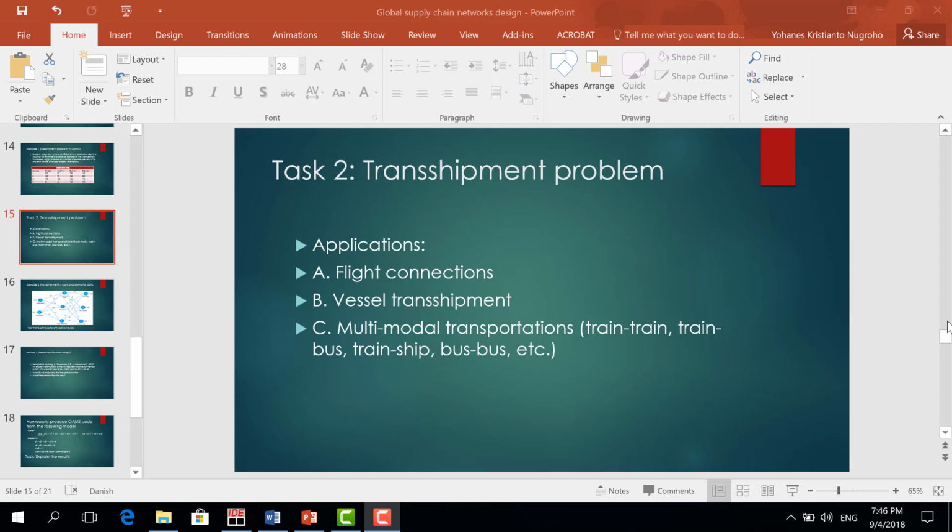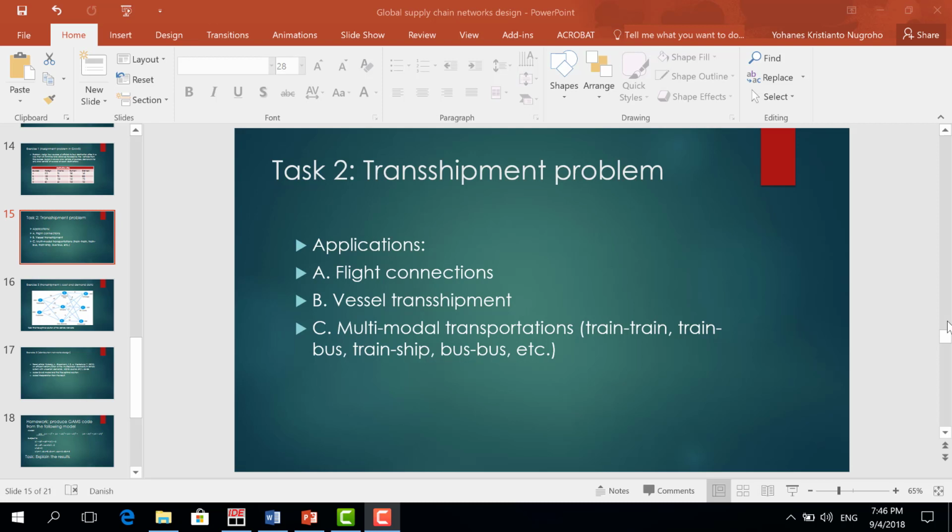Hello, welcome again to the second tutorial in GAMS. Today we have a tutorial in transshipment problem. Before continuing to solve the problem in GAMS, I would like to introduce what transshipment problems are.